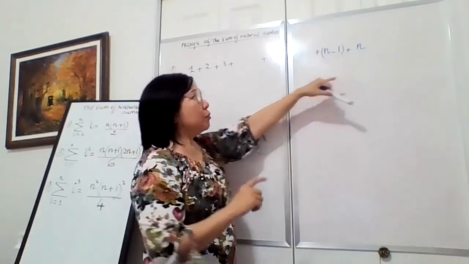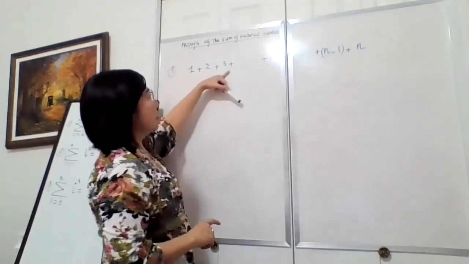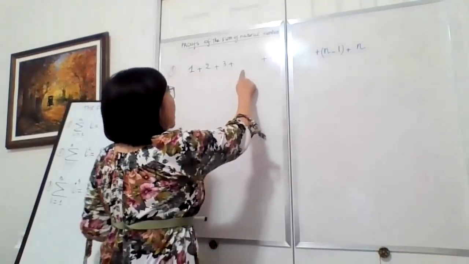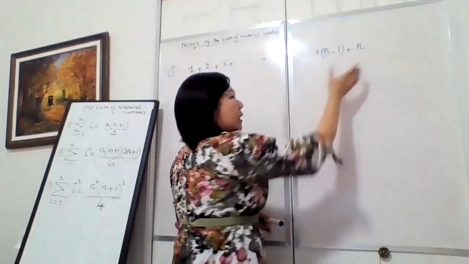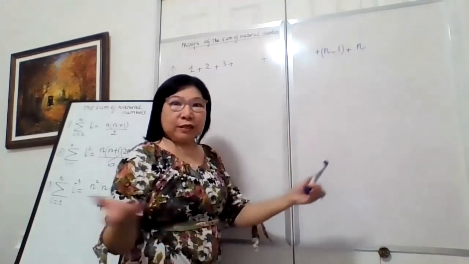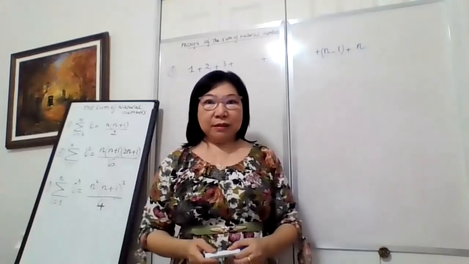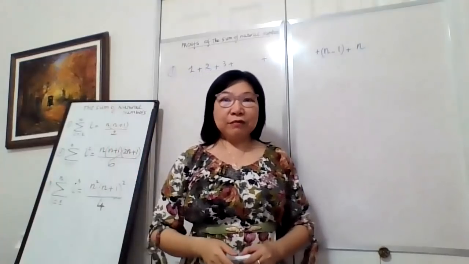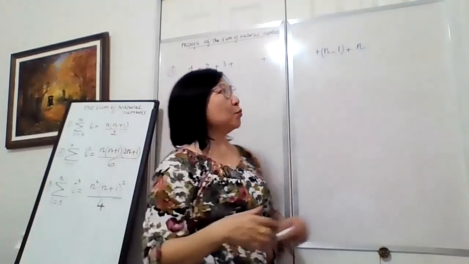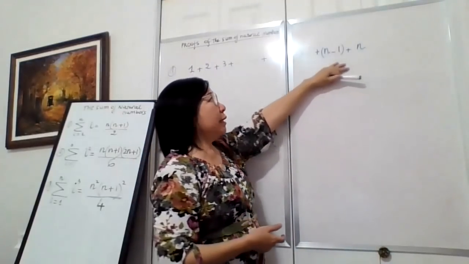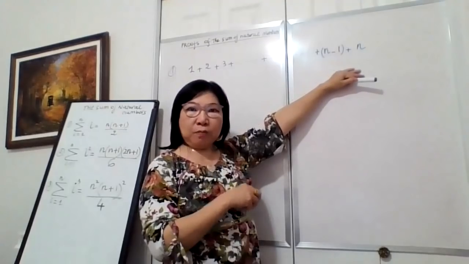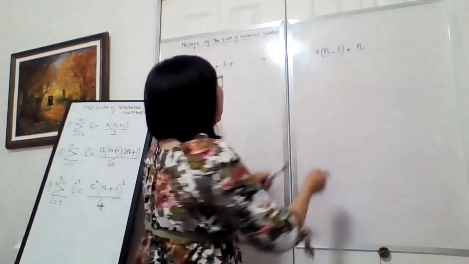All I do is add these terms together, 1 and 2 and 3, but because the list is long, we just represent it by n minus 1 and n for the last term. We can add up to 1,000, it doesn't matter what the last term is. So we represent it in general by n terms, and n minus 1 is the term before the last term.